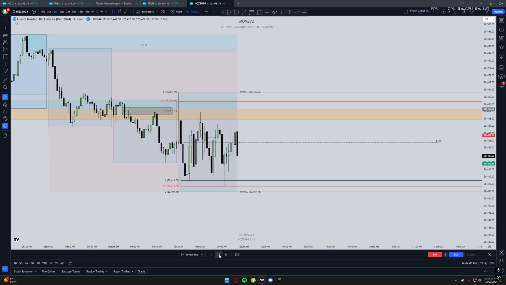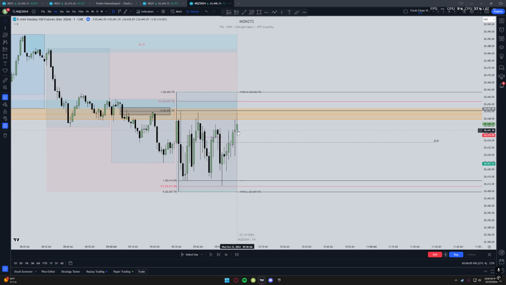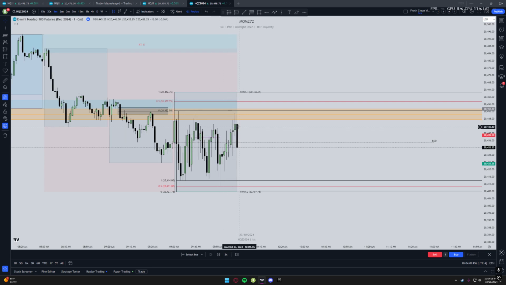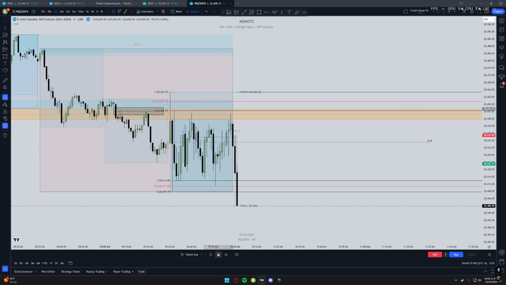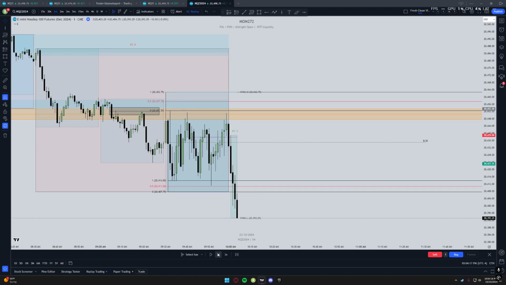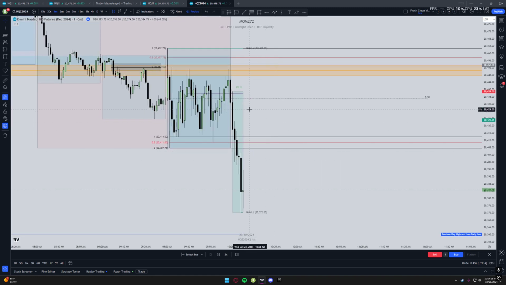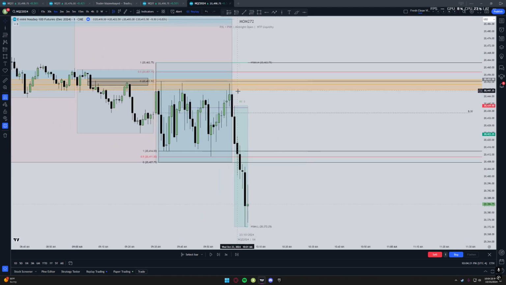Interesting. We come up, 9:58, 9:59, 10, 10:01. And you can see we came up here. We didn't tap this, but we came up to the consequent encroachment of the gap from Monday.